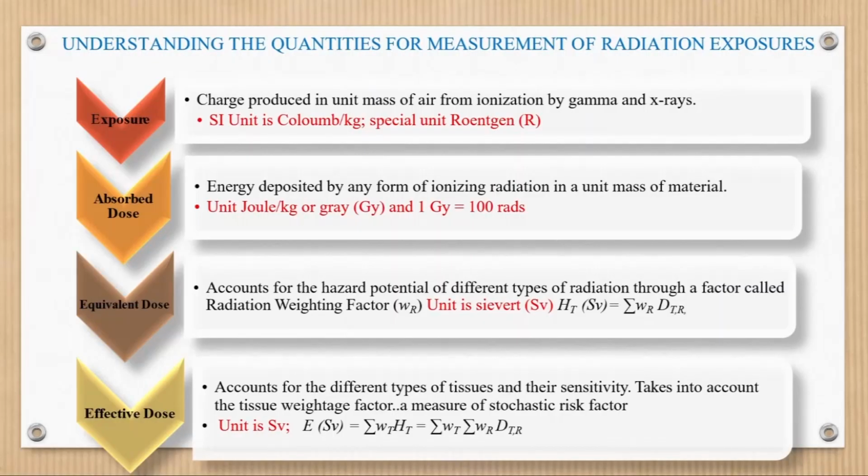Then after that, the equivalent dose. It accounts for the hazard potential of different types of radiation through a factor called the radiation weighting factor, and its unit is sievert. It is denoted by HT, the equivalent dose, and it is the summation of the product of the radiation weighting factor and the absorbed dose.